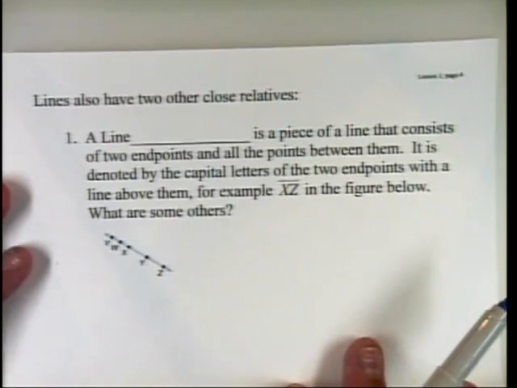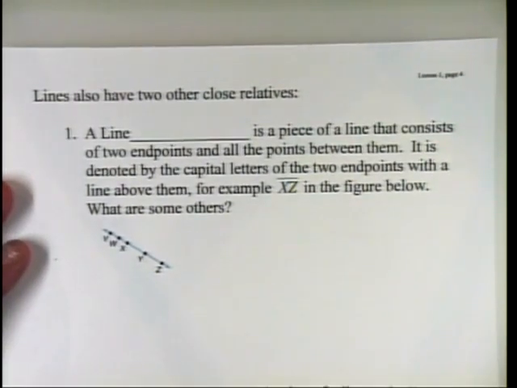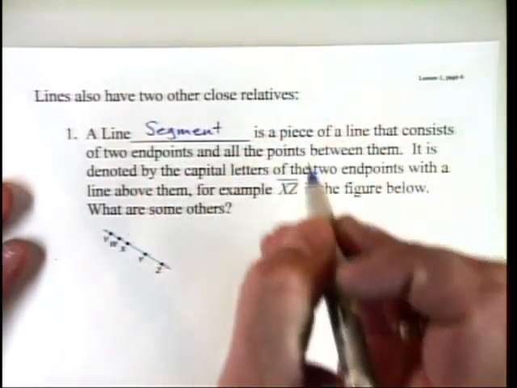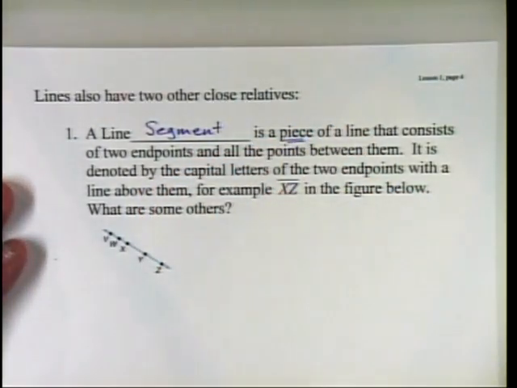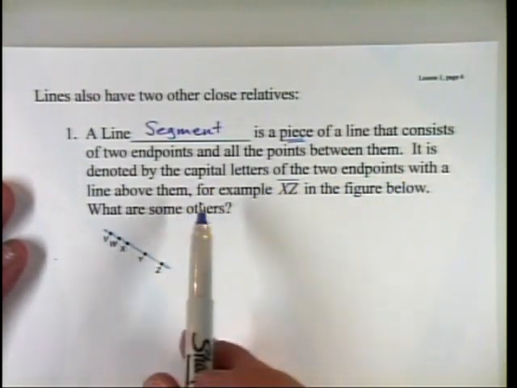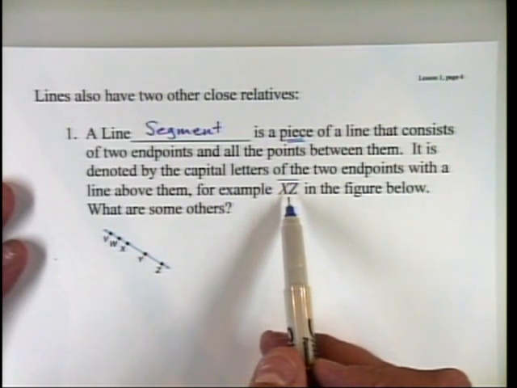Lines have 2 other close relatives that are not technically lines. The first one is called a line segment. A line segment is basically a piece of a line that consists of 2 endpoints and all the points in between them. It's denoted by a capital letter of the 2 endpoints with the line above them. For example, XZ.